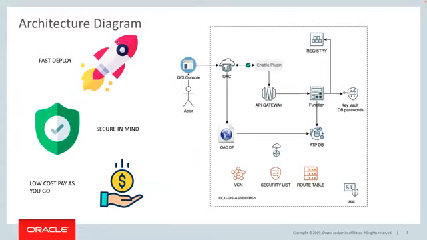So what about the architecture diagram? At first we wanted something fast to deploy, with security in mind, and low cost. So basically pay as you go. The best fit for it will be Oracle Functions. The actor will be accessing the OCI console, creating the OAC instance, and enabling the plugin. The plugin will make a pull request to this API gateway, which will trigger this Oracle function. The Oracle function will have an image saved here in the registry.